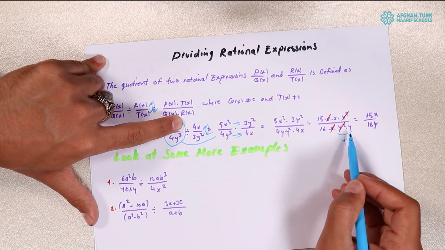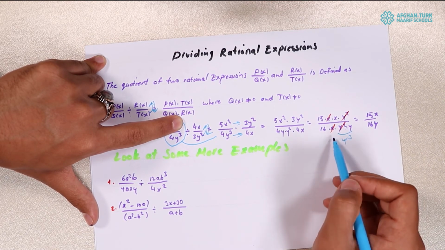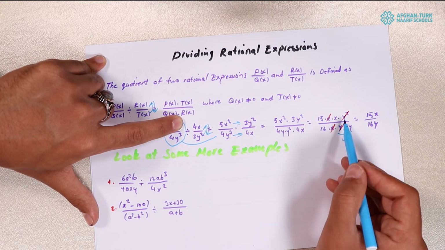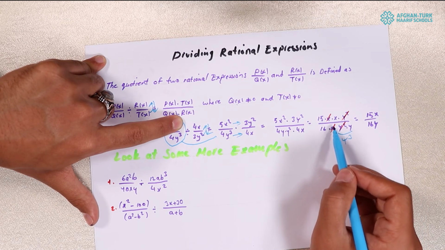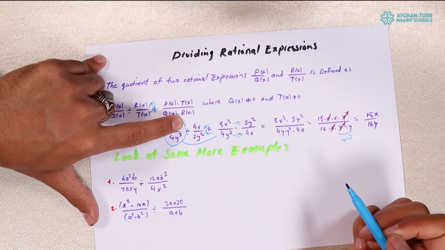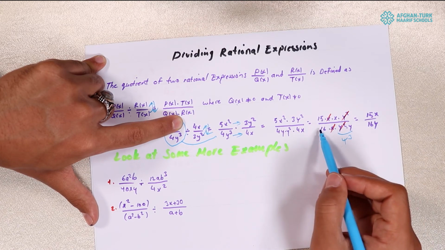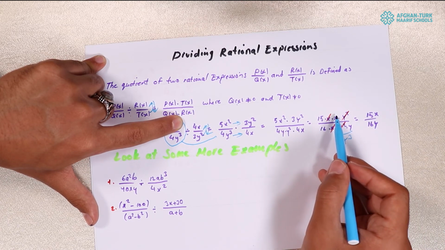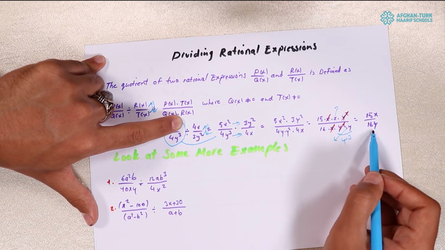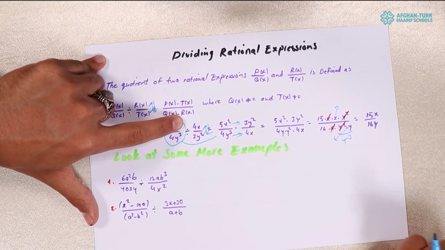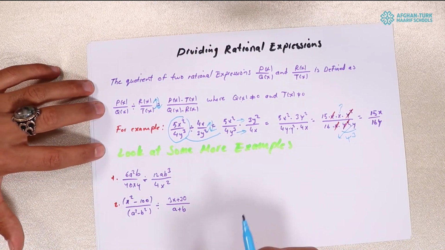Am I right? y times y squared. Okay, at the numerator we also have y squared, then we can cancel them. Two common factors, x and x, we can simplify them. Okay, what's left? 15 over 16, at the 1 x from the numerator and 1 y from the denominator. Okay, 15x over 16y is the answer. Look at some more examples.